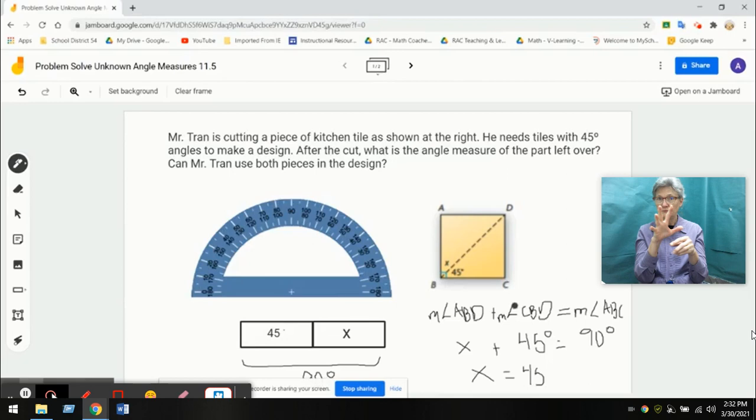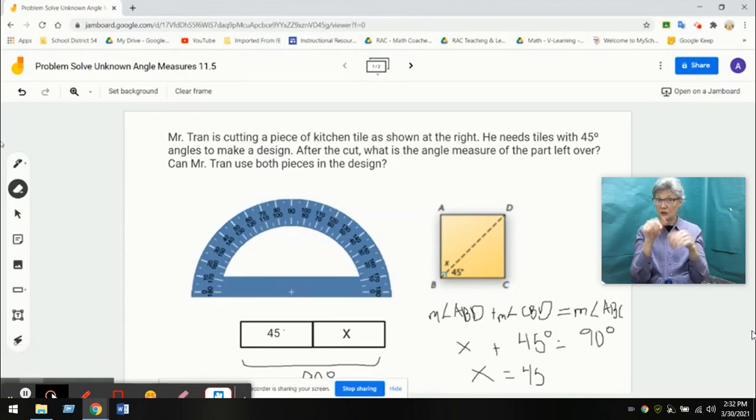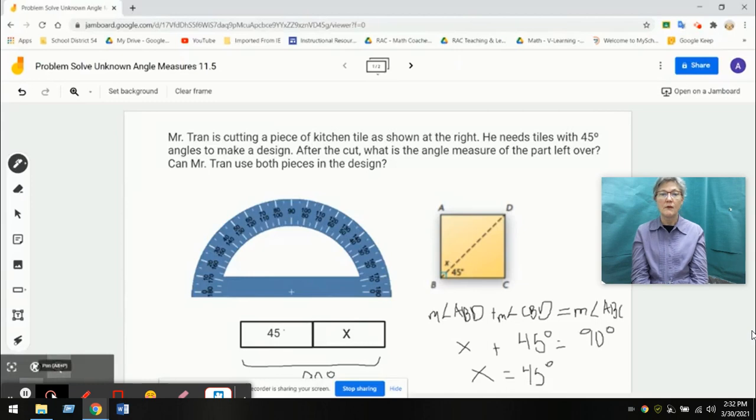5 plus 5 is 10. So I put a 0 in my ones place. I regroup the 1. 1 ten plus 4 tens plus another 4 tens is 9 tens, which equals 90 degrees. So we double checked our work and we realized that X equals 45 degrees. Can't forget my degree symbol there.